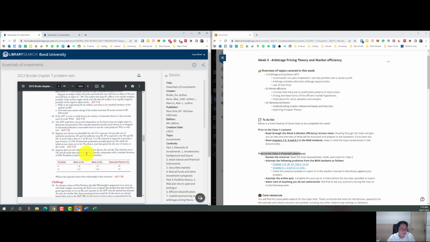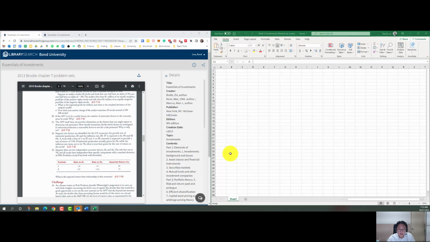In this case, we have two factors identified for the US economy: the growth rate of industrial production, IP, and the inflation rate, IR. IP is expected to be 4%, IR 6%. A stock with beta of 1 on IP and 0.4 on IR is expected to provide a rate of return of 14%. If industrial production actually grows by 5% and the inflation rate turns out to be 7%, what is your best guess for the rate of return on the stock? Instead of using just the CAPM and the market portfolio, we've identified two different risk factors. So let's try working this one out.